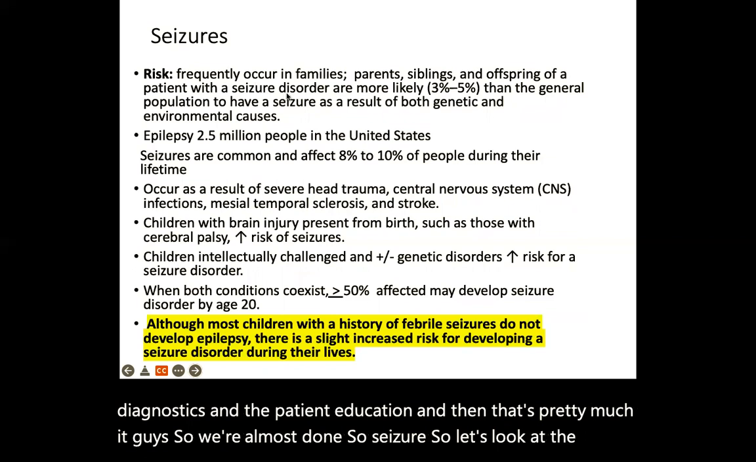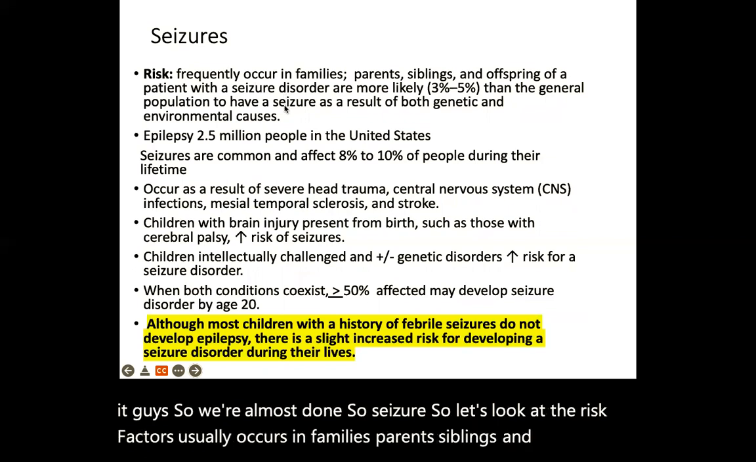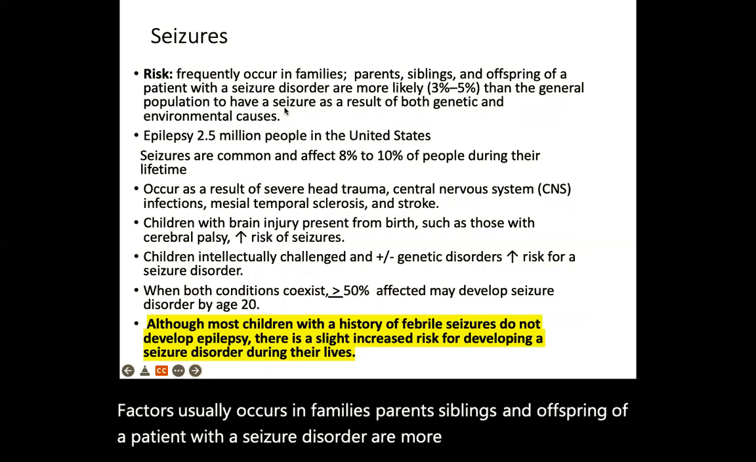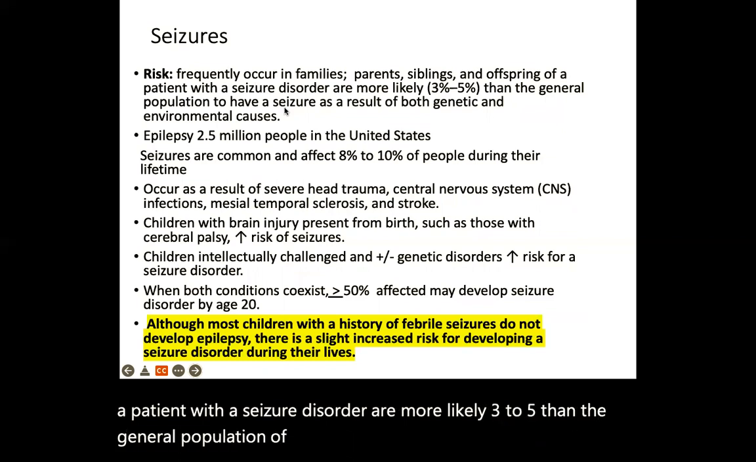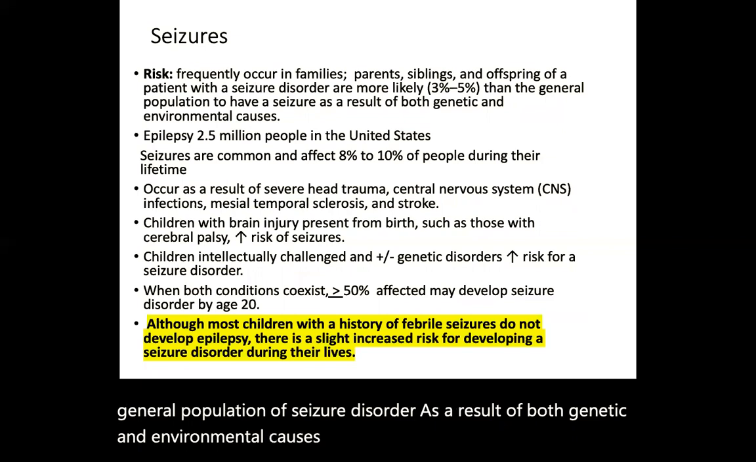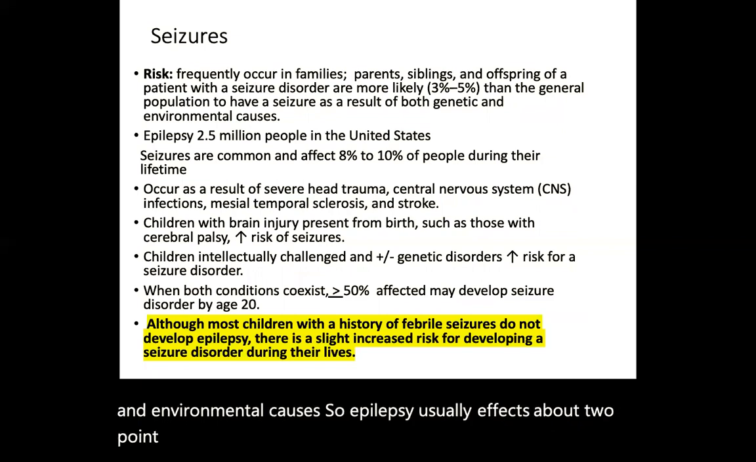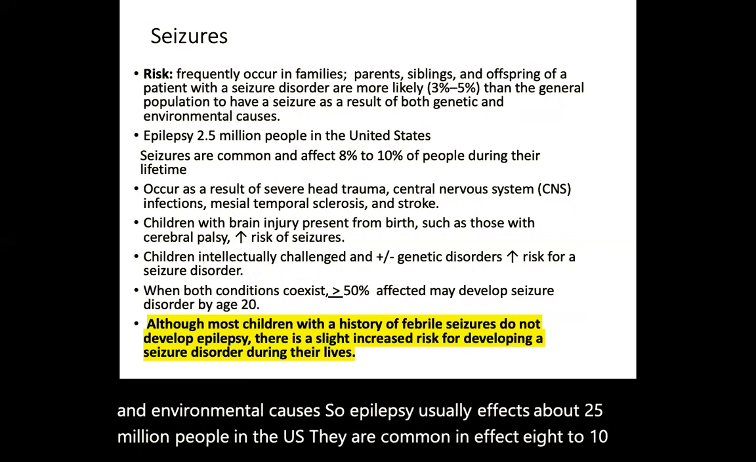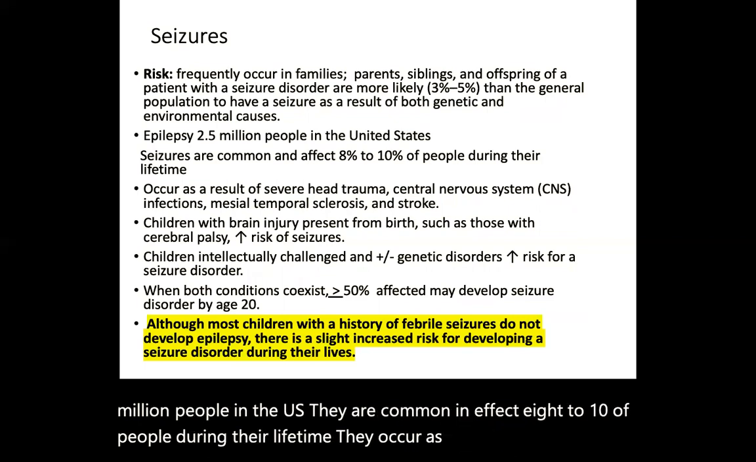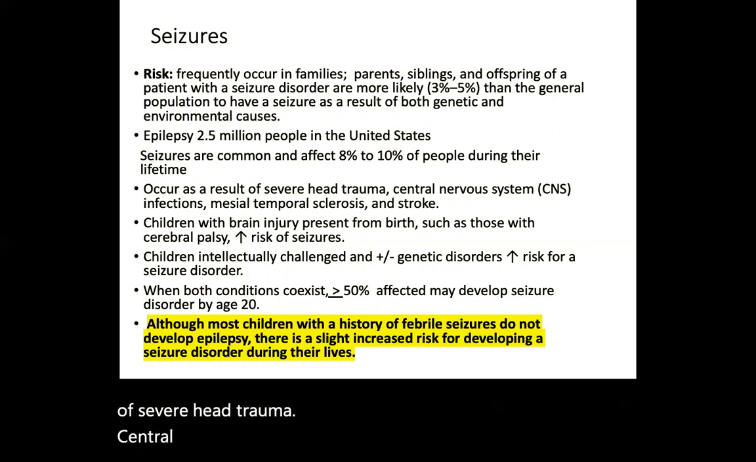Usually occurs in families. Parents, siblings, and offspring of a patient with a seizure disorder are more likely, 3 to 5%, than the general population to have a seizure disorder as a result of both genetic and environmental causes. So epilepsy usually affects about 2.5 million people in the US. They're common and affect 8 to 10% of people during their lifetime. They occur as a result of severe head trauma, central nervous system infections, mesial temporal sclerosis, and strokes.